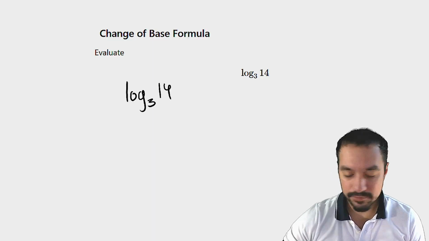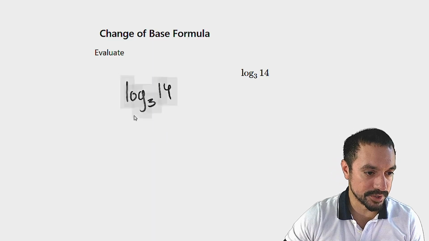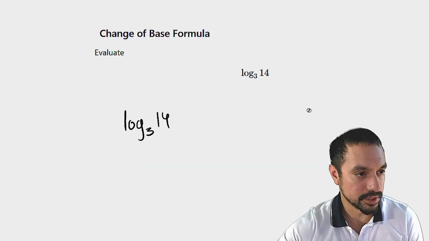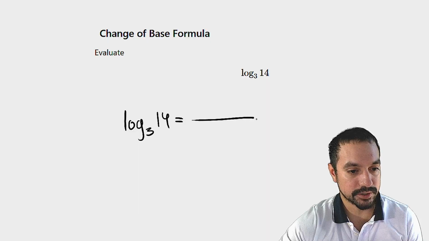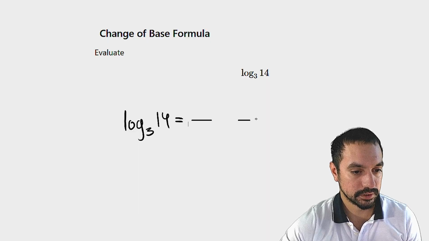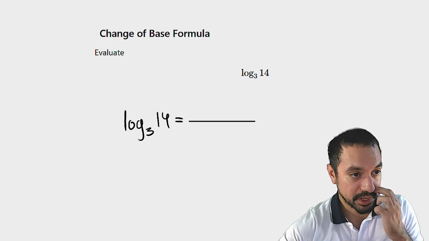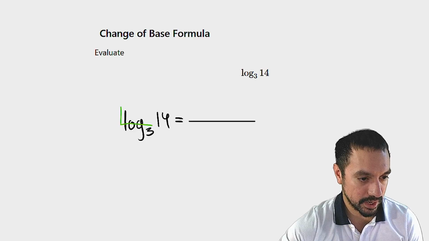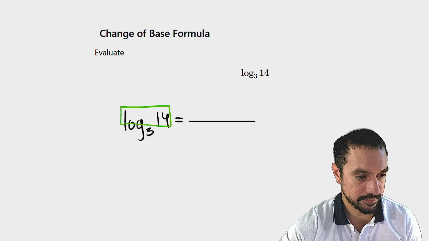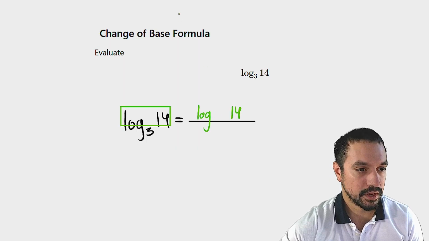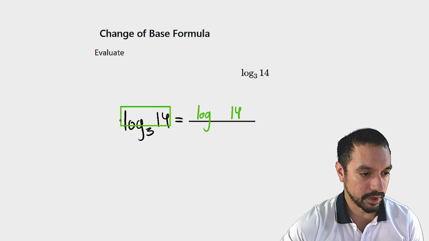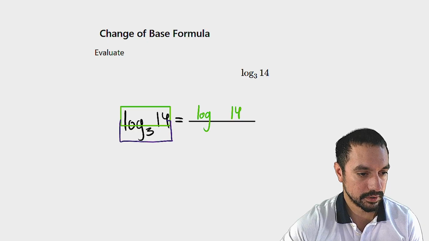Now, I love the change of base formula. It's one of my favorite ones because it is so intuitive. So here's my process for using it. I like to start with writing a fraction bar. Then what I do is I grab the thing on top, and that becomes its own logarithm. And then we grab the thing on the bottom, and that becomes its own logarithm.